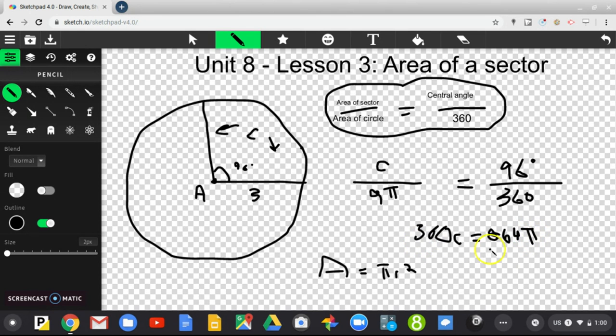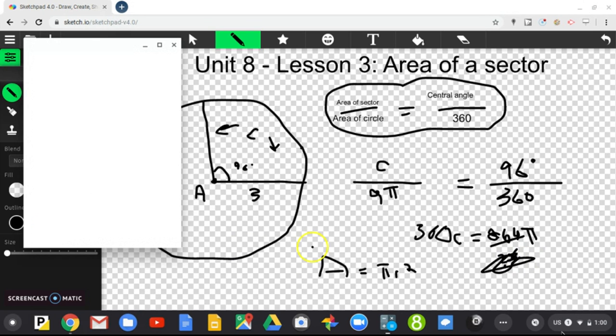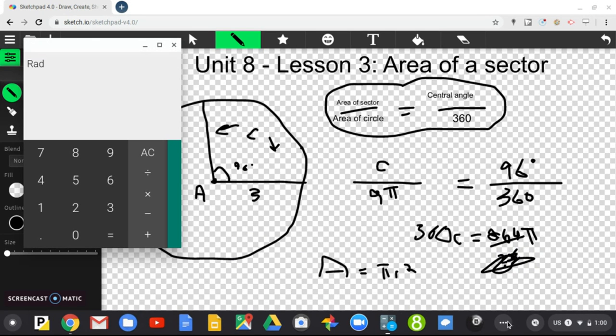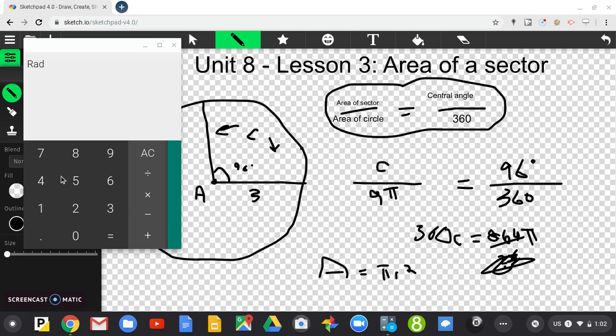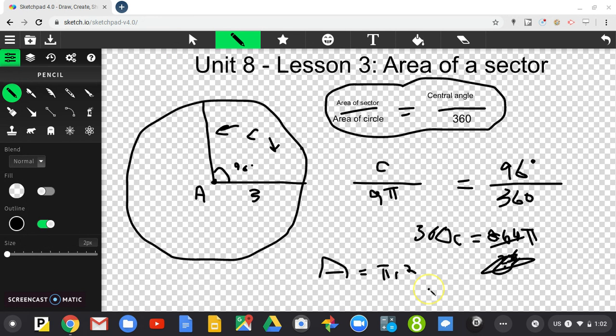Now we can divide by 360. So we divide by 360. Yeah, that's terrible. You get what I mean, though. Let me just cross that out. Okay, so back to what I was saying. 864 divided by 360. That's probably going to be a very strange number. Oh, not that bad. So 2.4 pi.